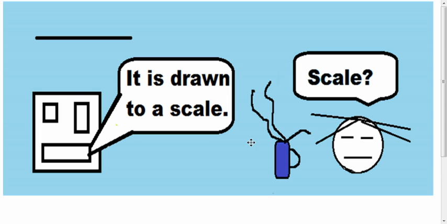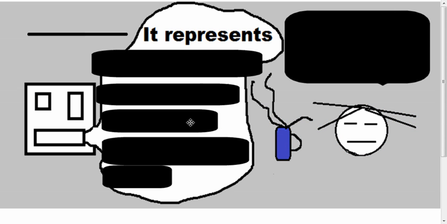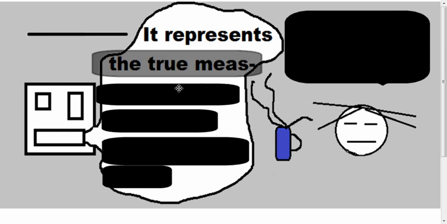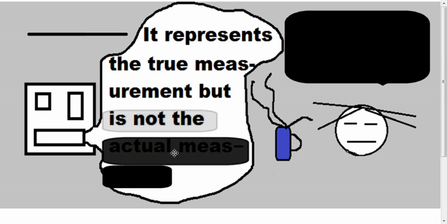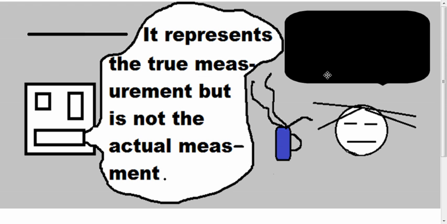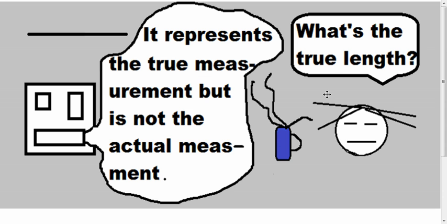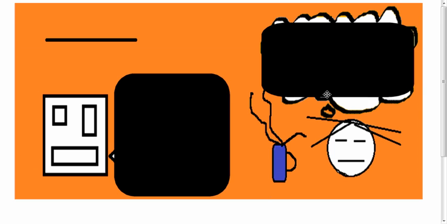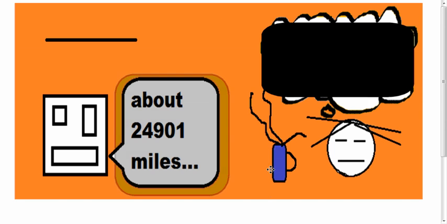Crazy here doesn't understand what Dr. Square means about it being to scale. Dr. Square basically tells him that it just represents the length. It isn't the true length, because the true length is 24,000 or 25,000 miles.